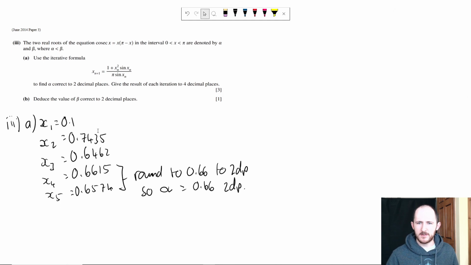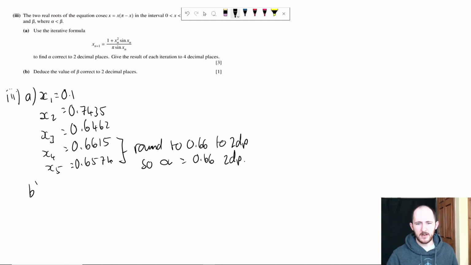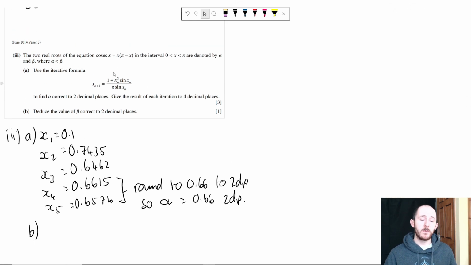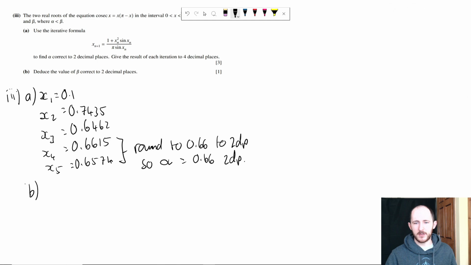Perfect. And now it says deduce the value of beta. So what your natural inclination might be is to just sub it back into this formula. There is a weakness of iterative formulas, is they'll only ever give you one solution, which sucks a bit. So what you need to do instead is actually use the fact that this is sine. With sine, in order to find out the other trig values, you can remember the CAST diagram if you'd like, or if you use the graphs, you can use the graphs. I personally use the CAST diagram.